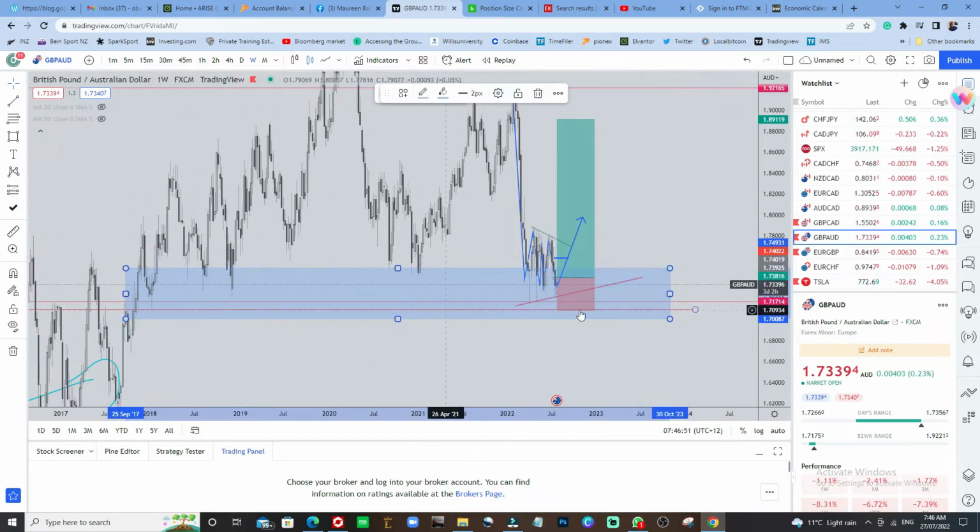So here is a very strong area. There's this rejection here, so it's a strong area. That's why I took a buy here, and I'm going to be in profit. Definitely going to be in profit. The way I've seen it, I believe it is going to be a push later upwards.